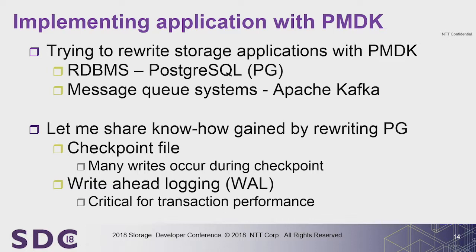We tried to rewrite PG and Apache Kafka as storage applications in order to improve I/O performance with PMDK. Let me share the know-how gained by rewriting PG. We looked at PG to find out what kind of files were used in it. We chose two points, which are checkpoint files and WAL files. Checkpoint files were chosen because many writes occur during checkpoint. WAL files were chosen because they are critical for transaction performance.